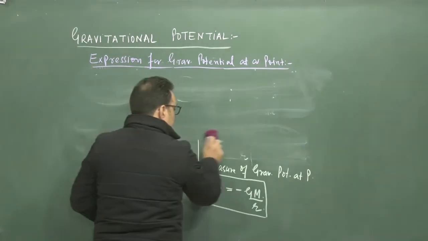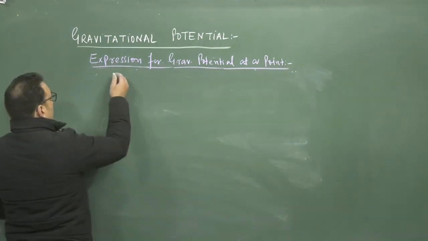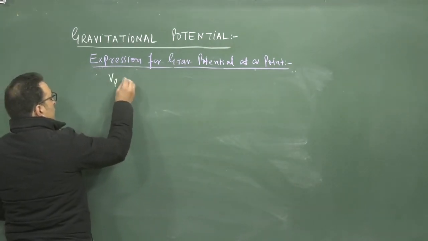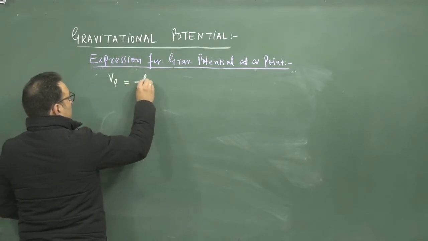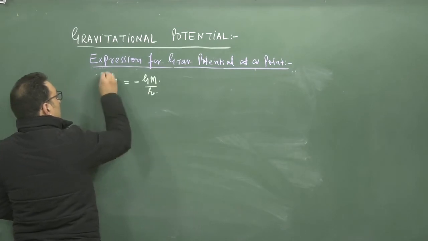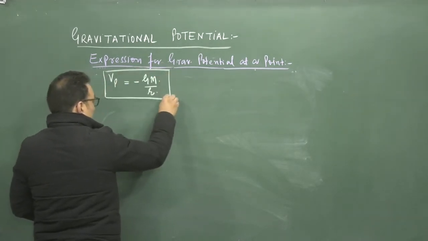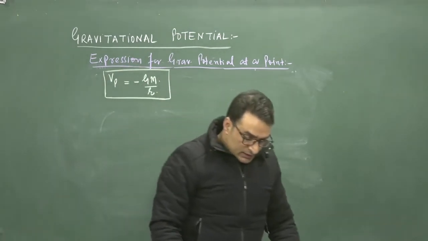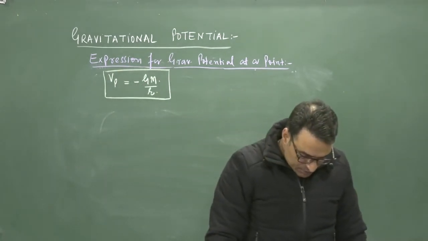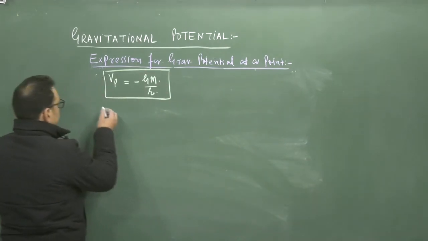Now see, Vp equals minus GM by r. From this equation we conclude that the gravitational potential at a point is always negative.